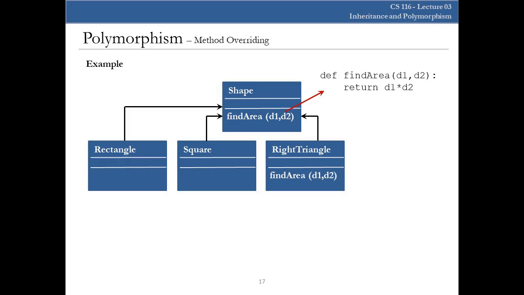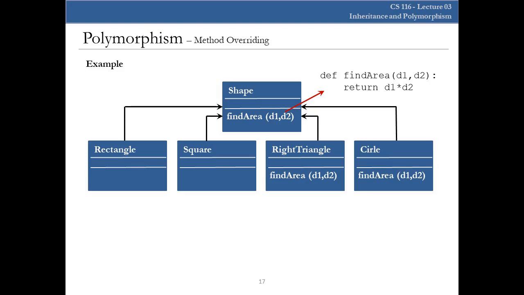If an object of this class right triangle is instantiated and this method is invoked, then the current class will be searched first, not the base class. So the find area method of the right triangle class will be executed. Same is the case with circle. Let's suppose I inherit another class called circle. The same problem exists there: finding the area of a circle requires a different formula.